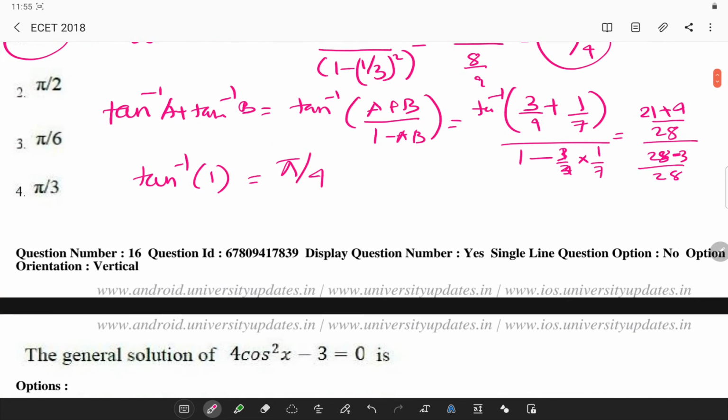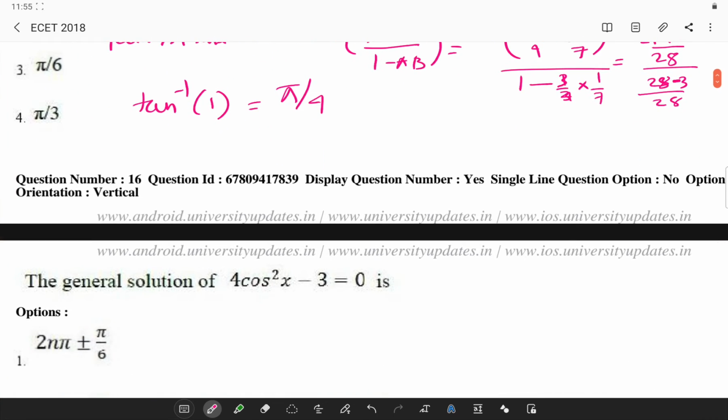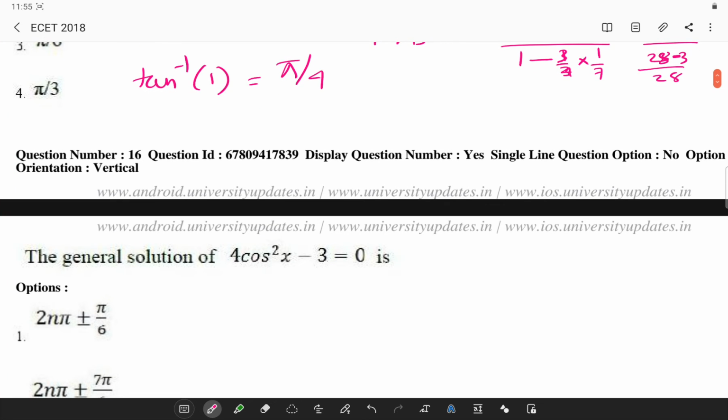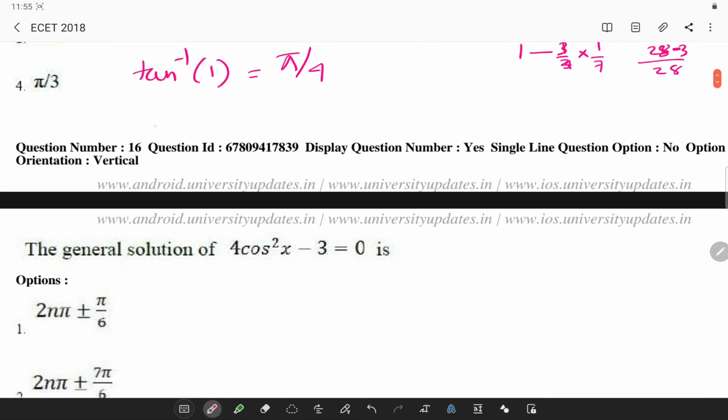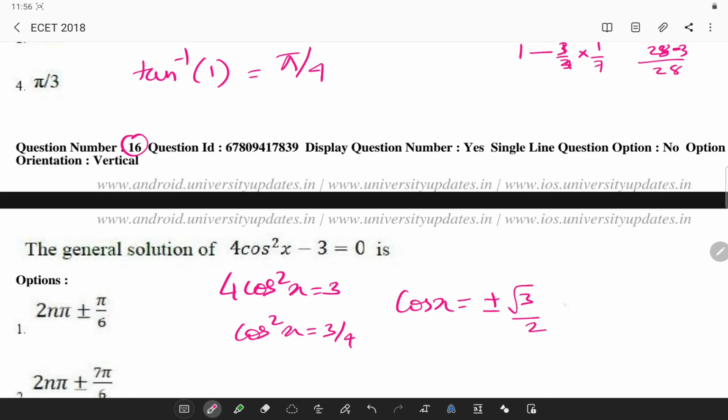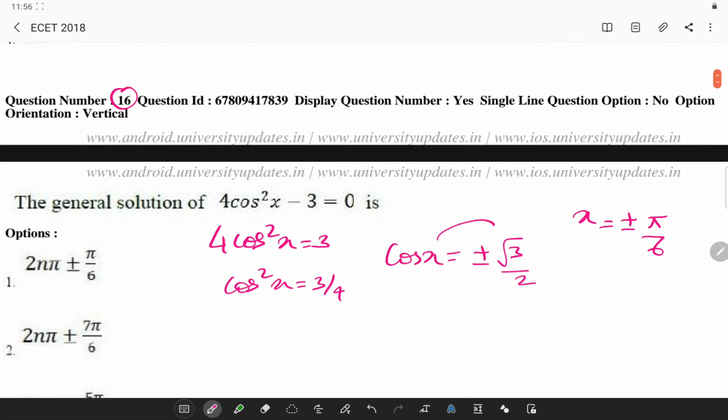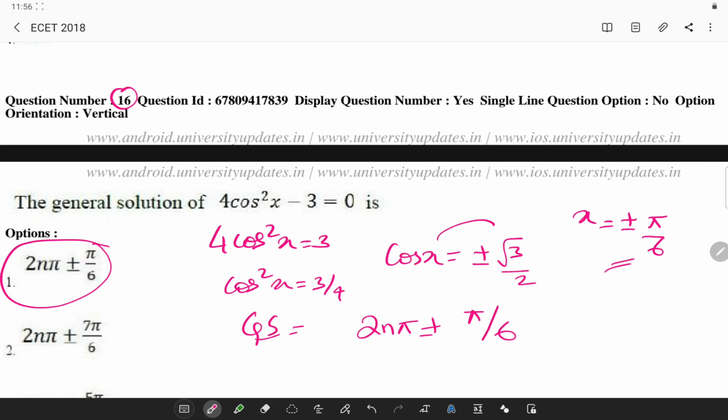So next let's go to question number 16. So this is related to trigonometric equations. So I have 4 cos square x is equal to 3, and I substitute cos square x is equal to 3 by 4, and cos x is plus or minus root 3 by 2. So the x value is plus or minus pi by 6. The general solution is 2n pi plus or minus pi by 6. So this is your first option.